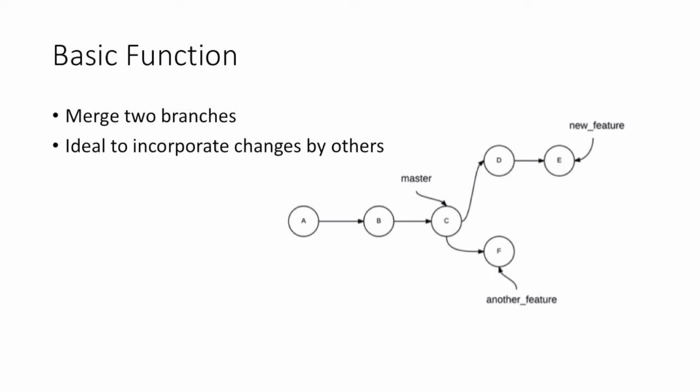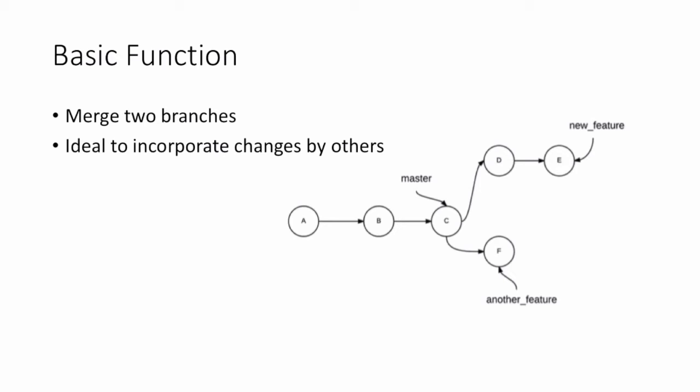At commit C, which is common to all the three branches, you would find that two branches, new feature and another feature, have diverged from the master. The arrows in the figure point to the heads of the branches, which is nothing but the latest commit in the branches. Let us now see how to merge them using the git merge command.